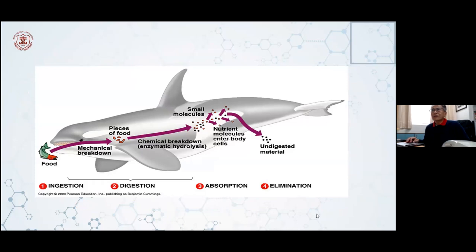So there is a figure in the biology book. The food goes through the mouth and mechanical breakdown, so the food is mechanically broken into small pieces. And then chemical breakdown uses enzymatic hydrolysis to make small molecules. And finally, the small molecules are absorbed. So absorption is the third step. And the undigested material is eliminated from the body, called elimination. So there are four steps for food processing.